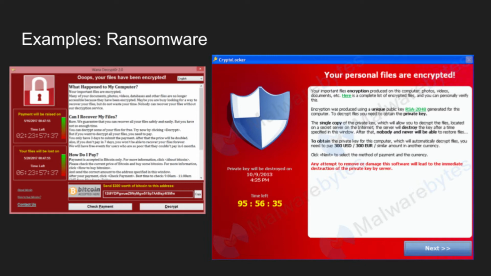When activated, the malware encrypted certain types of files stored on local and mounted network drives using RSA public key cryptography, with the private key stored only on the malware's control servers.